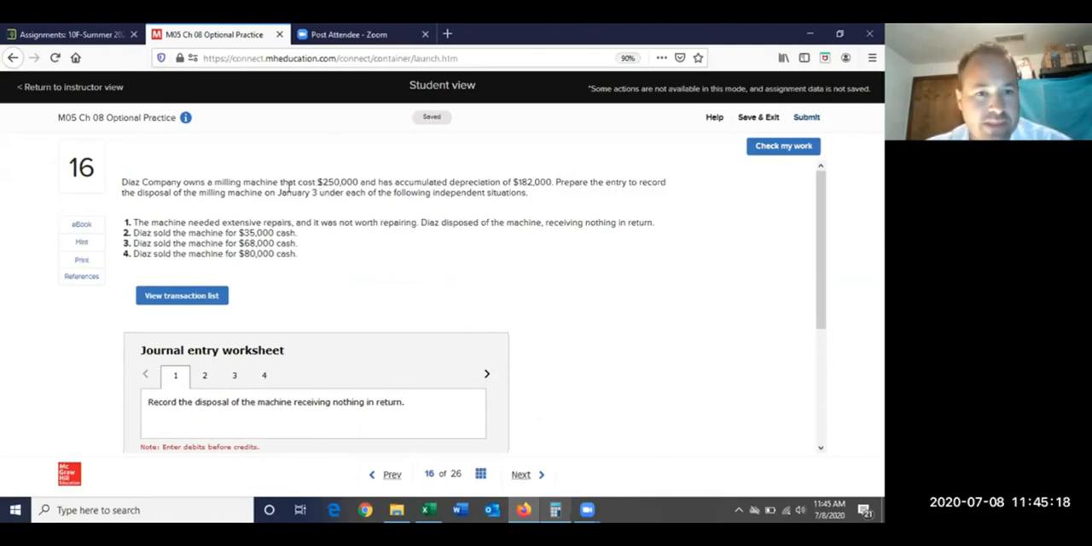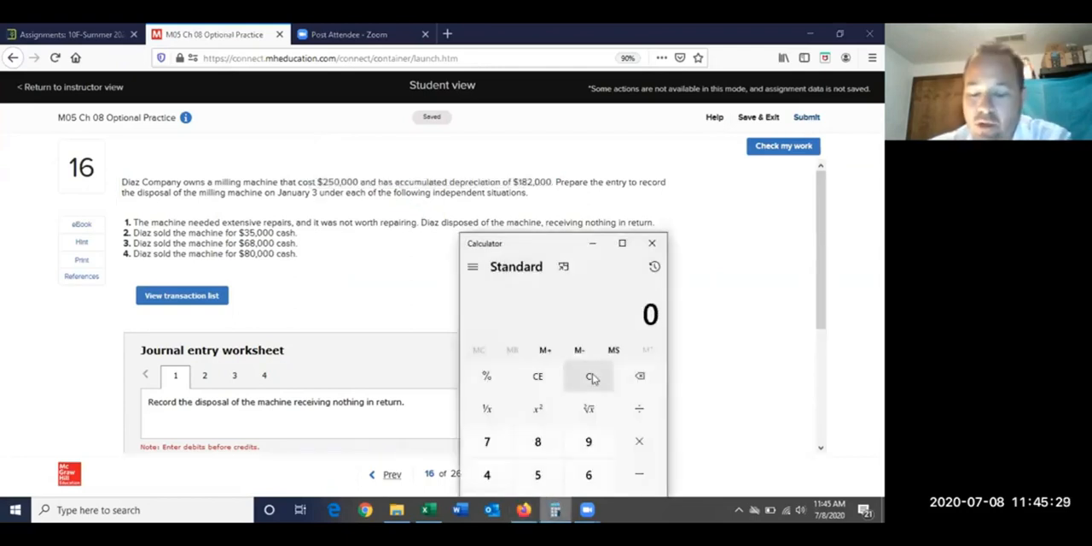When I look at this one, it says we have a machine with how much we've depreciated. So with that information, I can determine what the actual book value still is. If you take 250,000 minus 182, you get 68,000. So I'm going to write that number down. That's what it's worth to me on my books. So if I sell it for less than that, I'm going to have a loss. If I sell it for exactly that, which is rare, I'm going to break even, no gain or loss. More than that, then it's a gain.